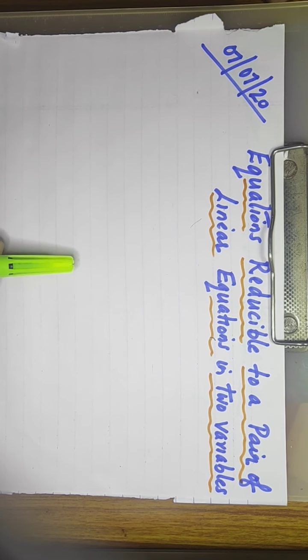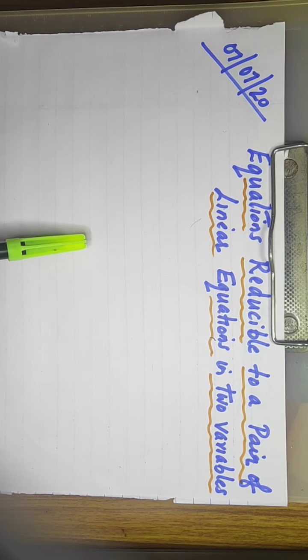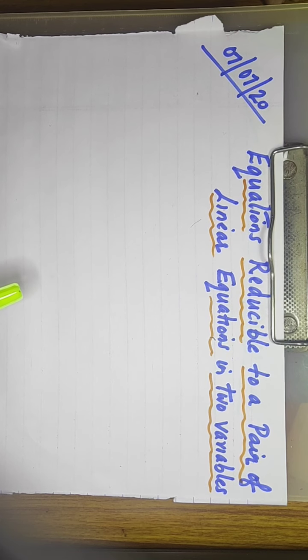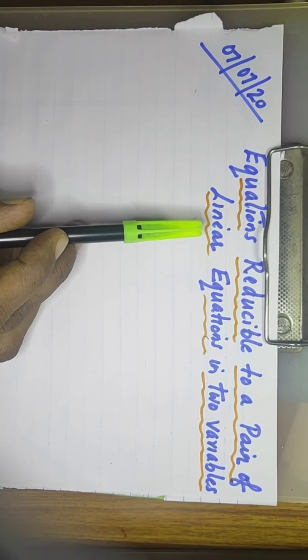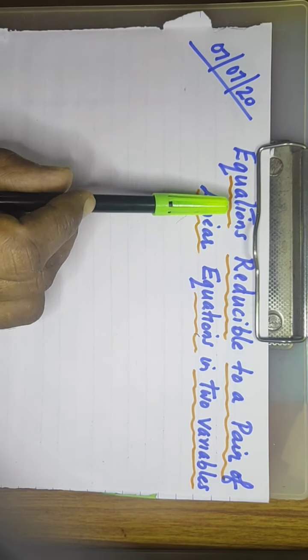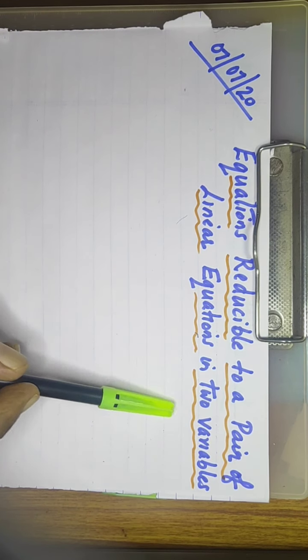Welcome back, children. Hope all of you are thorough with the three methods of solving a pair of linear equations, that is substitution method, elimination method and cross multiplication method. In today's session, we shall discuss the solution of such pair of equations which are not linear but can be reduced to linear form by making some suitable substitutions. So that's the heading, equations reducible to a pair of linear equations in two variables.